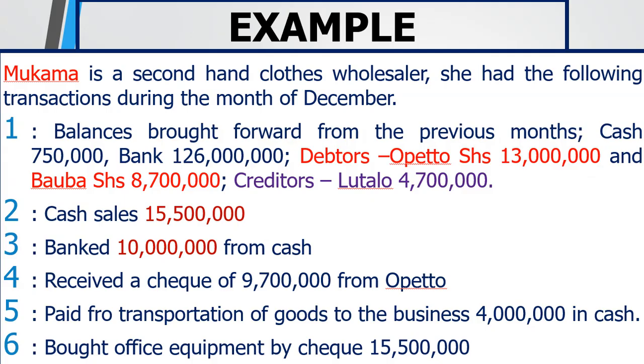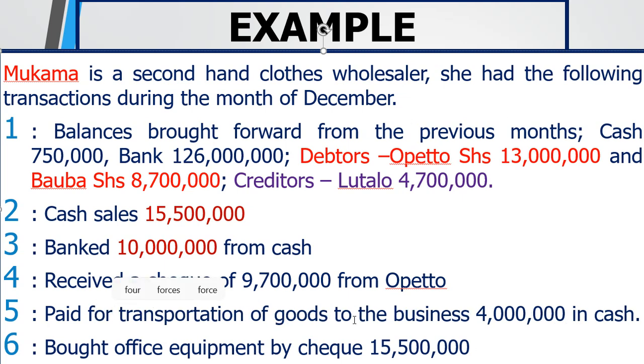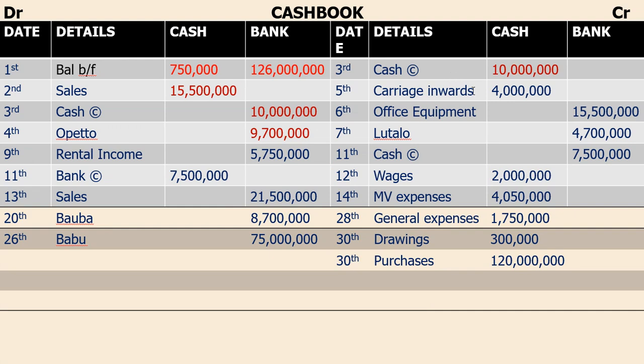Good. Now, another transaction happened on the 5th, and they are saying that they paid for transportation of goods to the business, for millions. I will come here and credit carriage inwards. I will credit the cash because I paid by cash. Carriage inwards is the transport of purchases to the premises. Therefore, they reduce cash, and that's why we are crediting the cash column of the cash book.